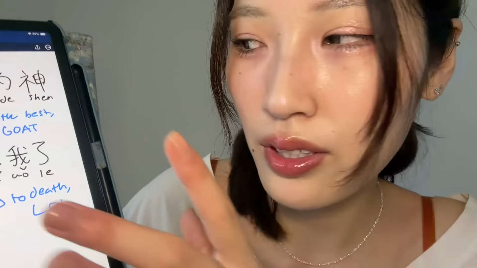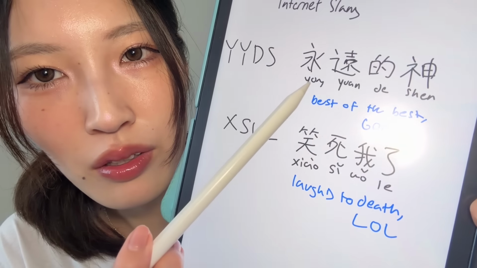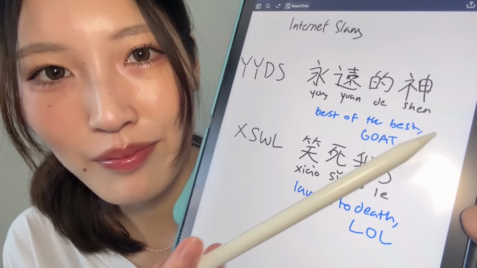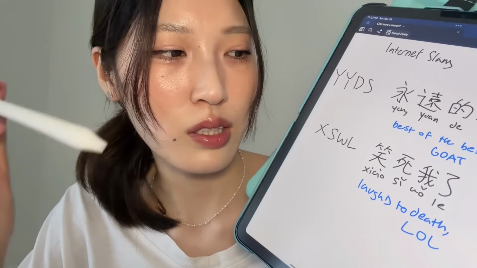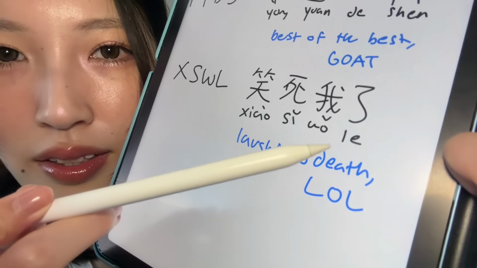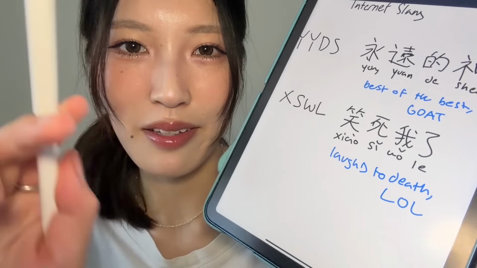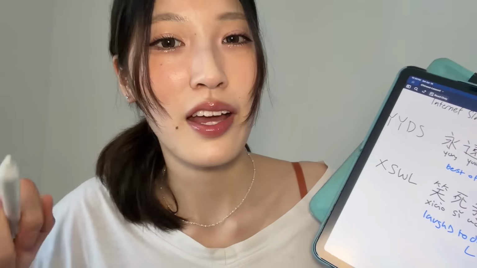永远的神. Pronunciation getting so much better. Okay, just kidding. Your pronunciation has been good this entire time. 笑死我了. I feel like my pronunciation is getting worse. 笑死我了. Awesome. Okay. Now you have two new phrases to show off, basically.